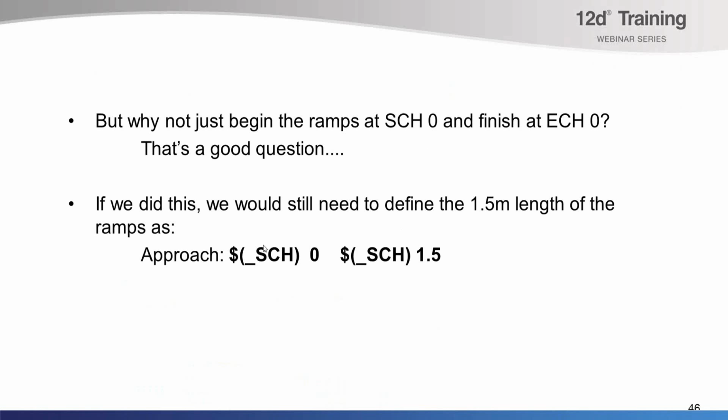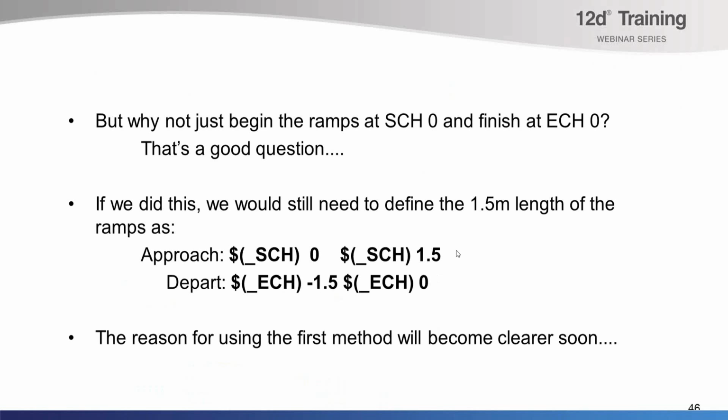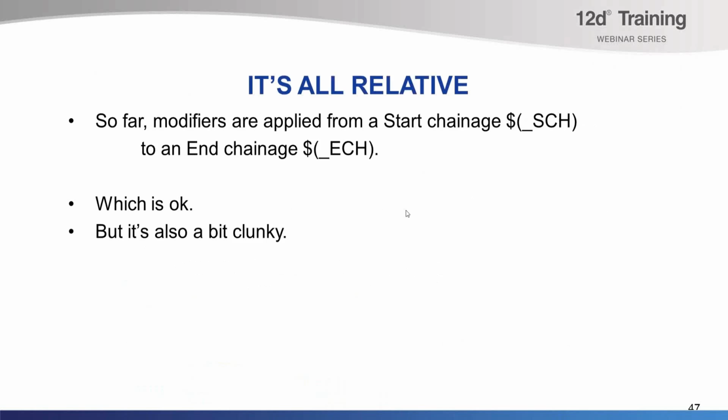If we did this, we would still need to define the 1.5 meter length of the ramps. So our modifiers will look something like start at chainage 0, end the ramp at 1.5. Departure will start 1.5 before the end, and it'll actually end at chainage 0. So you could do it either way, but the method I'm using will become a little bit clearer later on. So far, our modifiers are being applied from a start chainage to an end chainage.